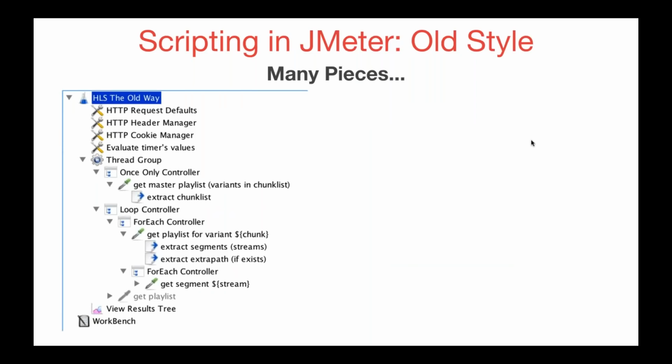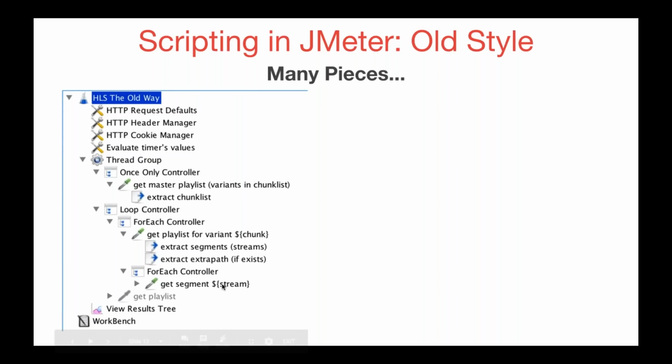So what you're looking at here is a screenshot of a JMeter test plan. In this case, we've created a thread group that has a once-only controller that goes and grabs the master playlist, which, again, is the list of variants, right? And in this one, we called it a chunk list. That's really just the list of the other variants, right? It extracts that list, and then does a loop, going through these variants, grabbing each variant file and extracting the segments from it, right?